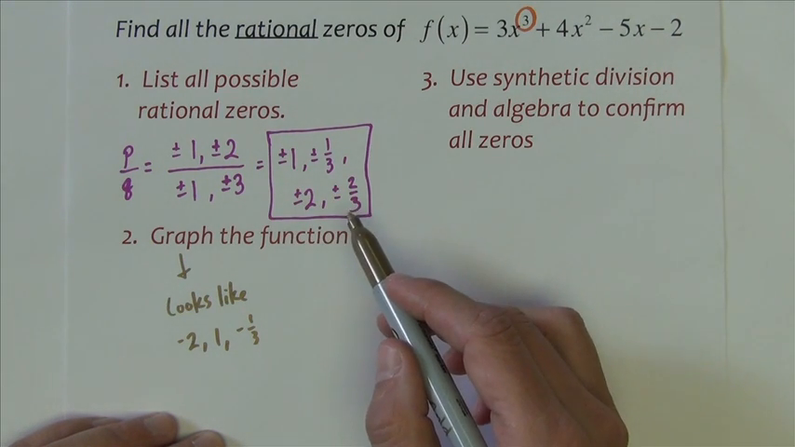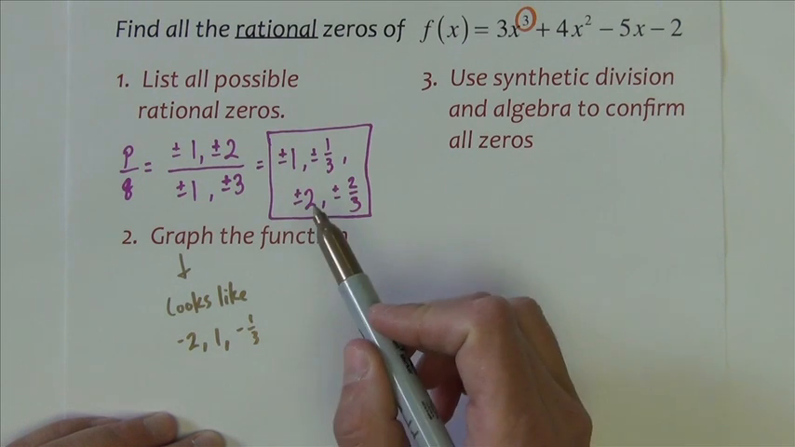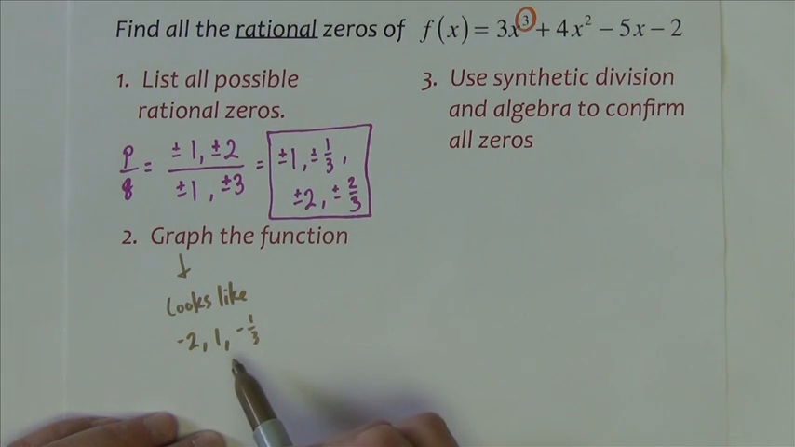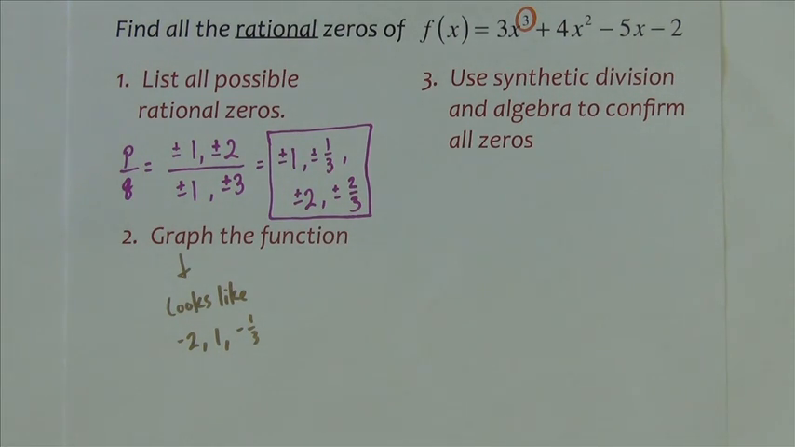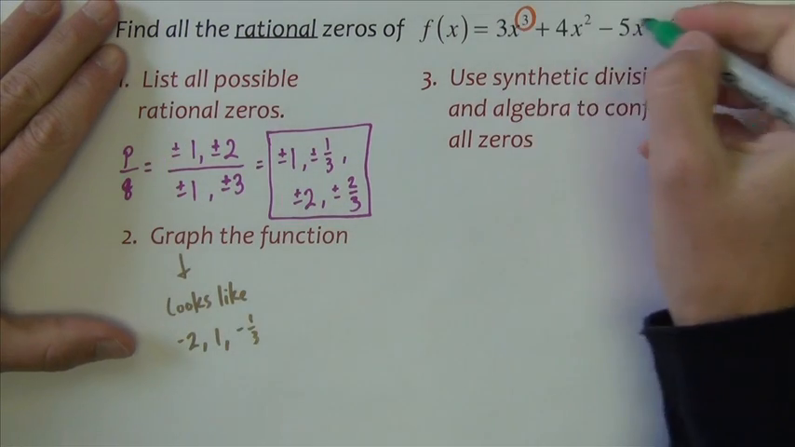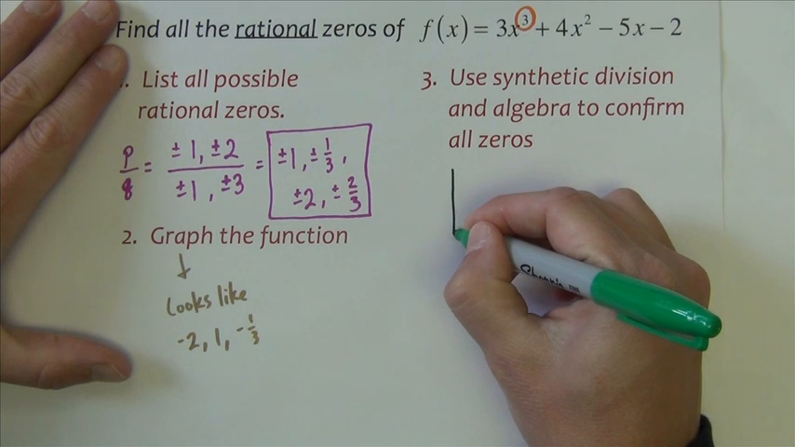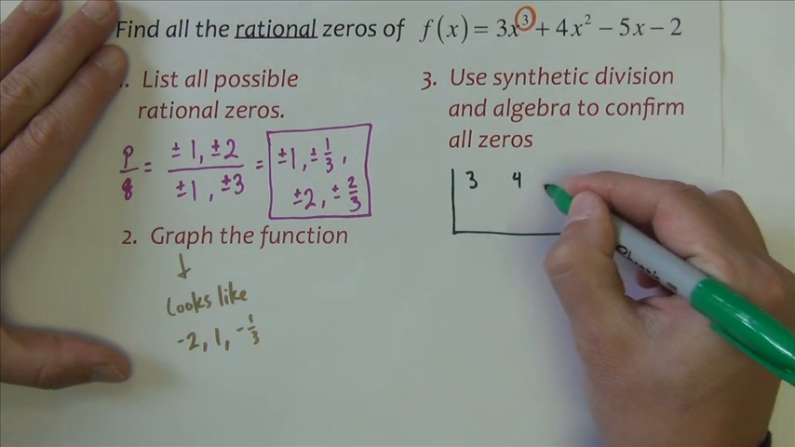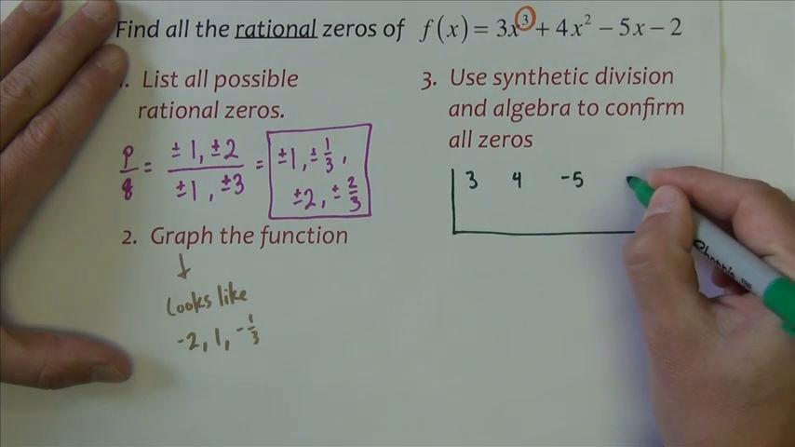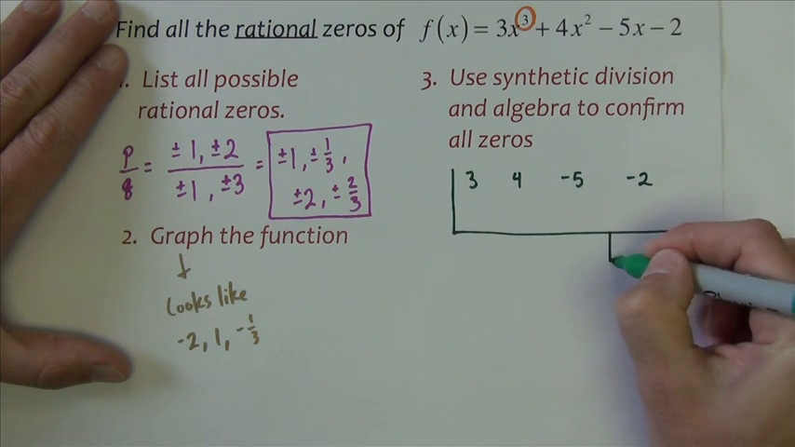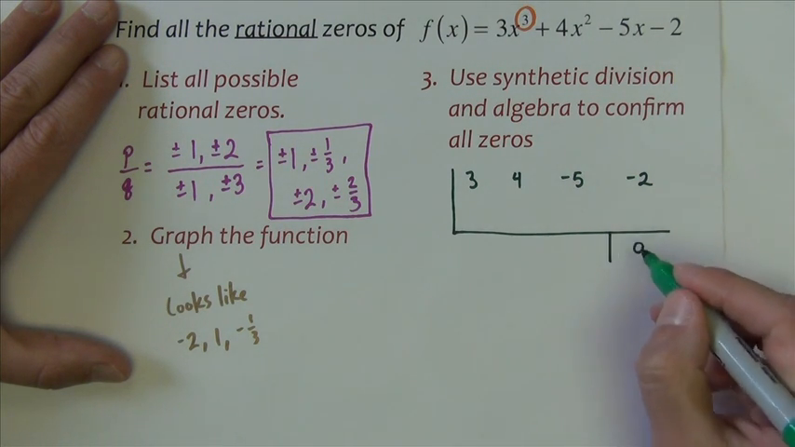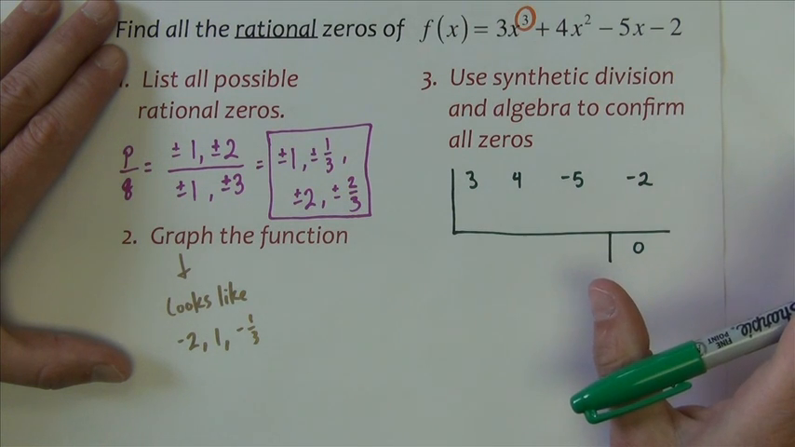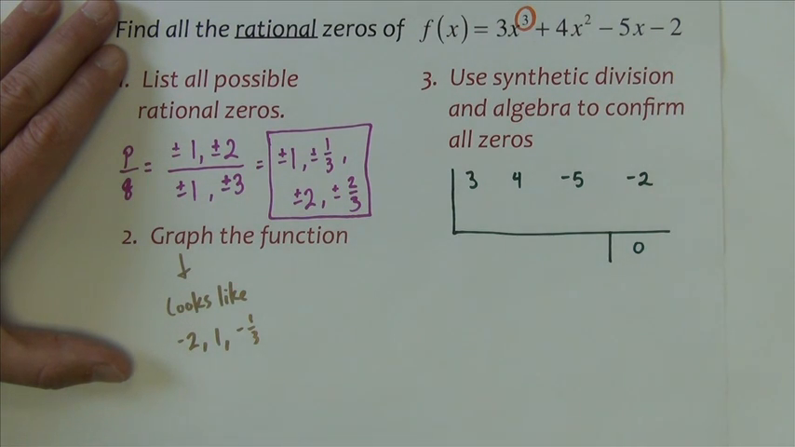So instead of blind guessing, I can just try these numbers. That's exactly what I'm going to do. So let's take this. We've got 3 for x to the third, 4 for x squared, -5 for x, -2. I am looking for a 0. If I don't get a remainder of 0, I'm not interested in that number. I'm just going to throw it out and try something else. And since the graph looks like these numbers, let's try these numbers.